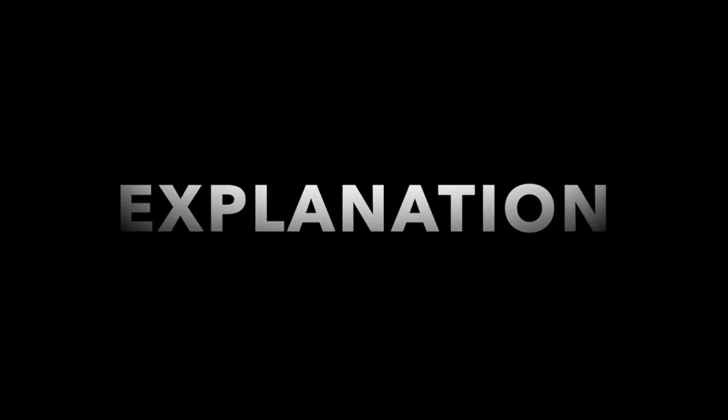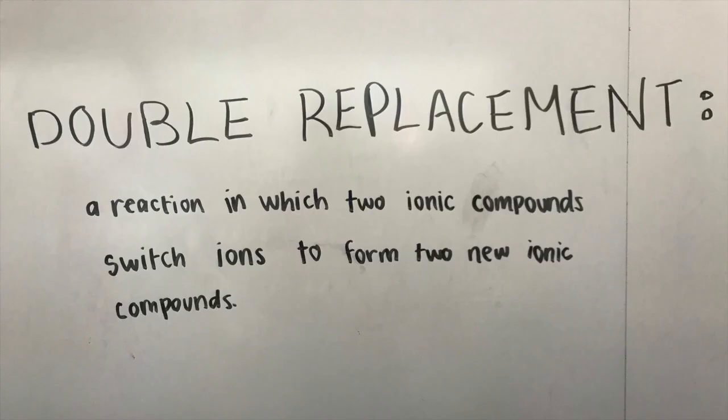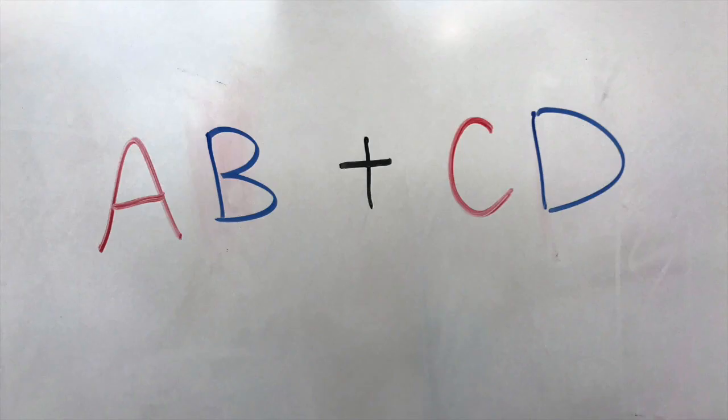You may be wondering how these reactions work. Both of them are very similar, and so we will only explain the cupric sulfate reaction. This type of reaction is called a double replacement reaction. Double replacement reactions occur when 2 ionic compounds switch ions to form 2 new ionic compounds. It's like when you're dancing and switch partners with someone else.